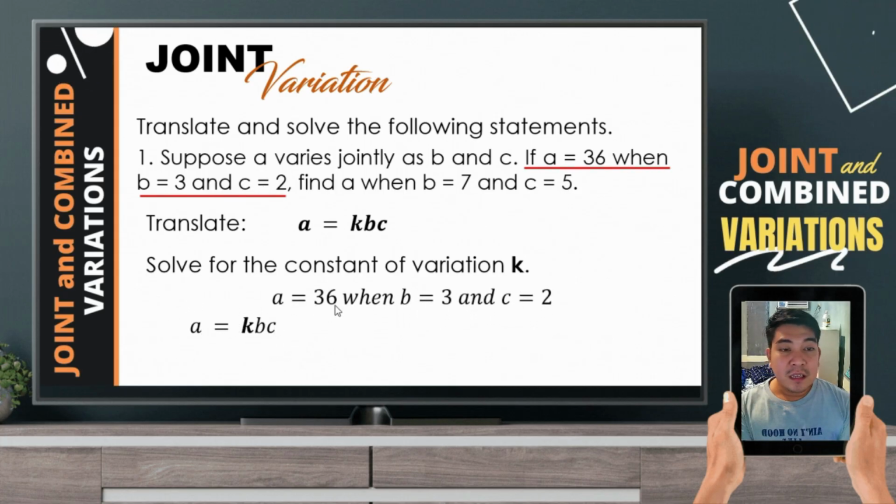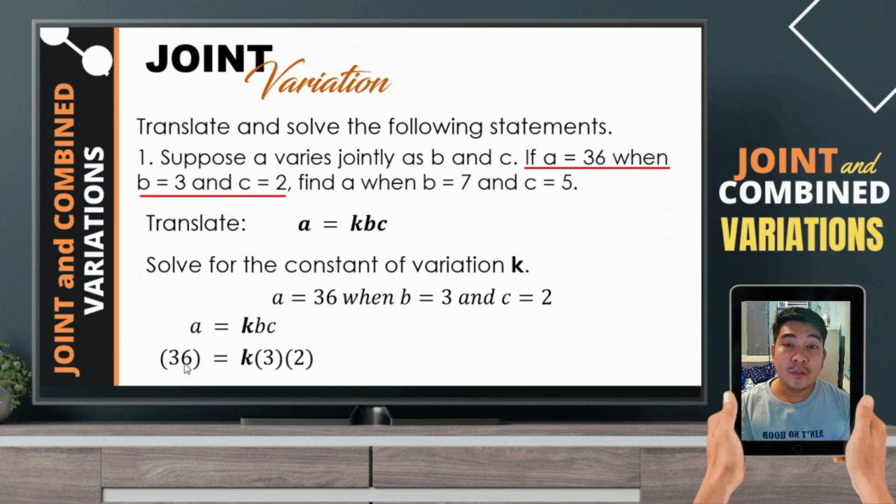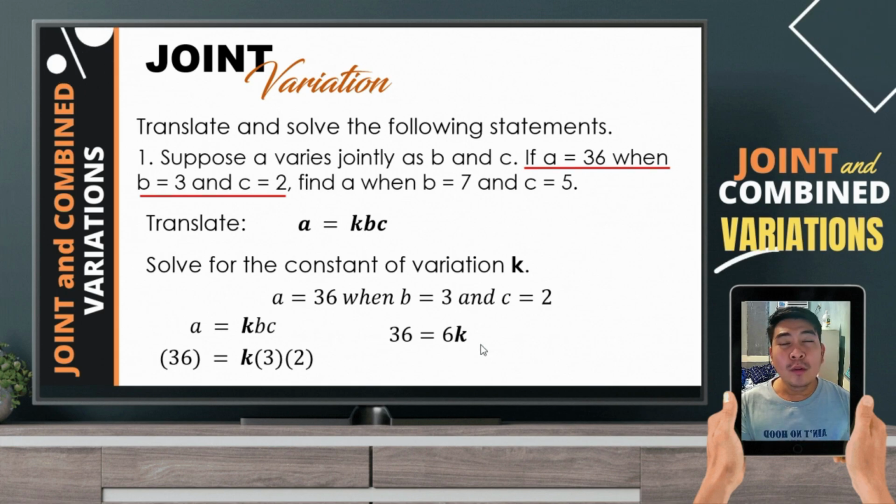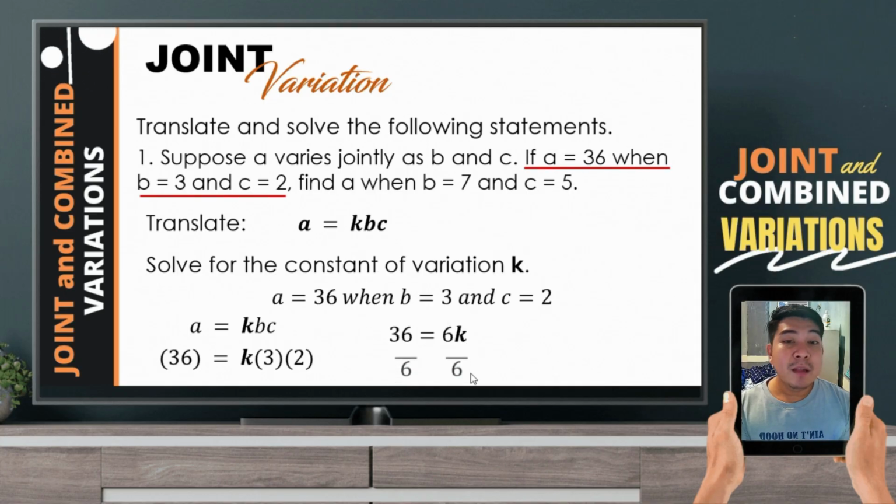So A equals 36, B equals 3, and C equals 2. Substituting, we have 36 is equal to K times 3 times 2. So 3 times 2 will be 6, 6 times K, that will be 6K. That is why we have 36 is equal to 6K. We only need the value of K, but in this one, we are given the value of 6K. So we need to divide both sides of the equation by 6.